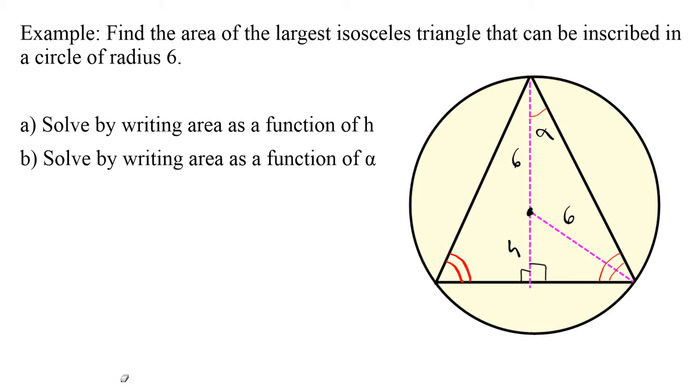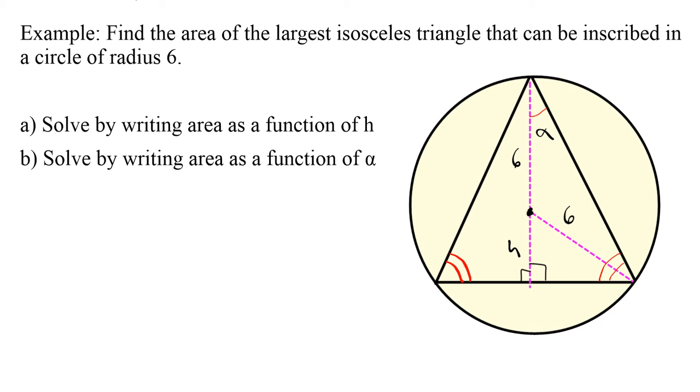Okay, so this one is a little bit more challenging, and it's going to take us a little bit of time, but we're going to try and crank it out here real quick. This is a question from the textbook, and I'm not sure what the number is, but we will move on. It says, find the area of the largest isosceles triangle that can be inscribed in a circle of radius 6. So this is an isosceles triangle, and these two base angles are equal. That makes it isosceles. And they want me to solve this by writing area as a function of h.